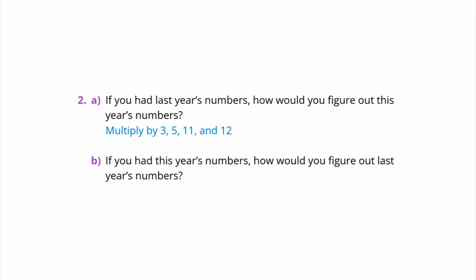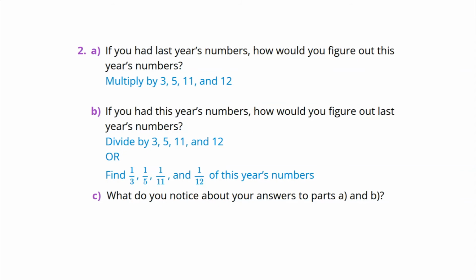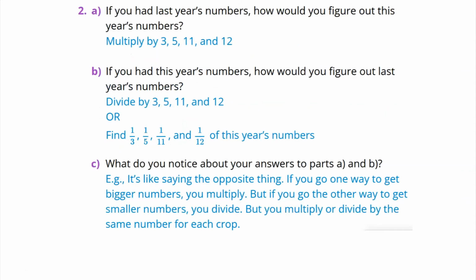If you had this year's numbers, how would you figure out last year's numbers? Doing the reverse operation, you're dividing by 3, 5, 11, and 12, or you're finding 1/3, 1/5, 1/11, or 1/12 of this year's numbers. What do you notice about your answers to parts A and B? Here's an example. It's like saying the opposite thing. If you go one way to get bigger numbers, you multiply, but if you go the other way to get smaller numbers, you're going to divide. But you multiply or divide by the same number for each crop.